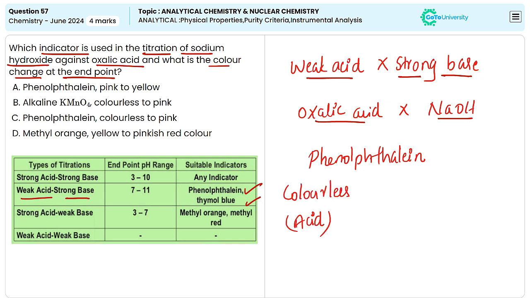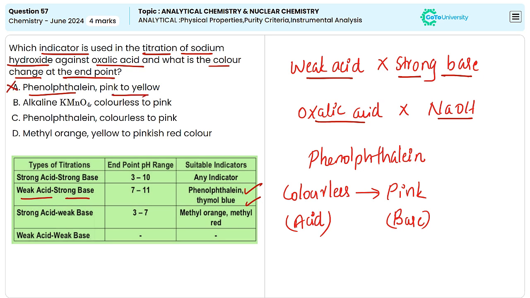And phenolphthalein is colorless in acidic solution and pink colored in basic solution. Now let's come to the options given here. The first option is the indicator is phenolphthalein and the color change is from pink to yellow. This is the wrong answer.